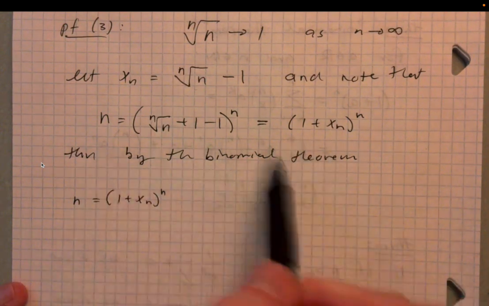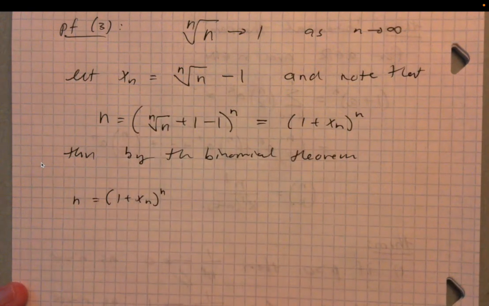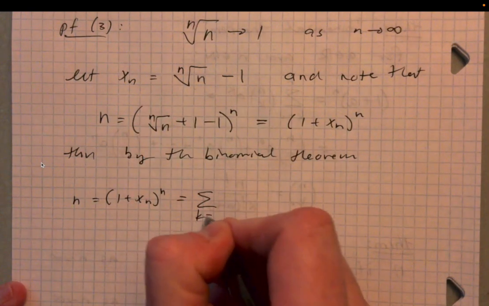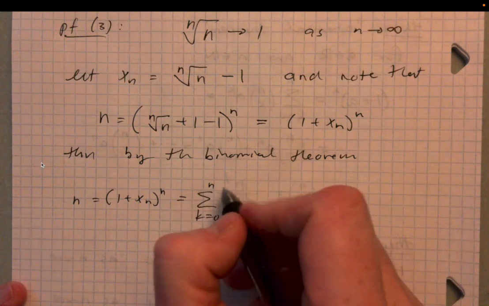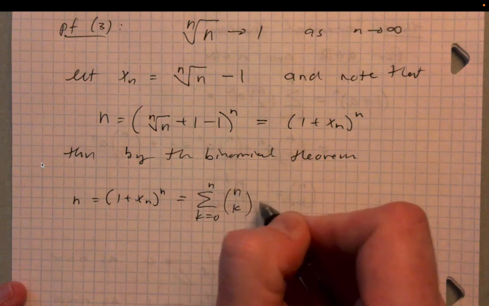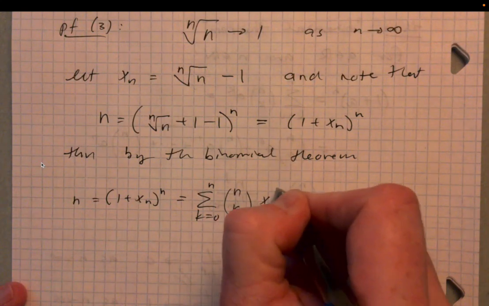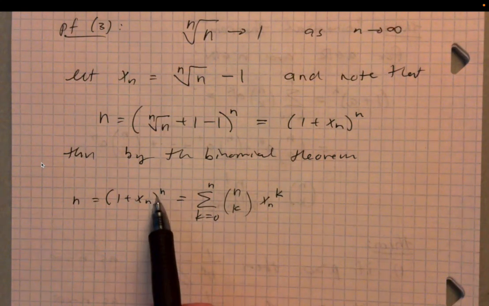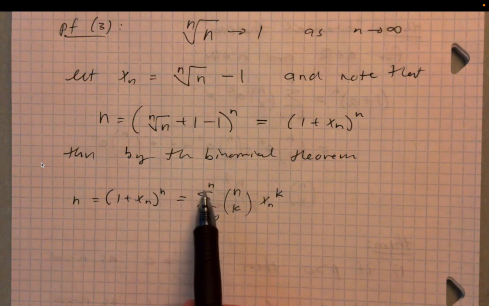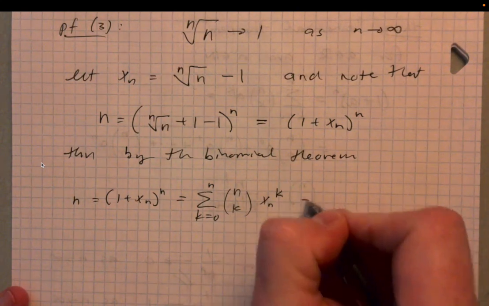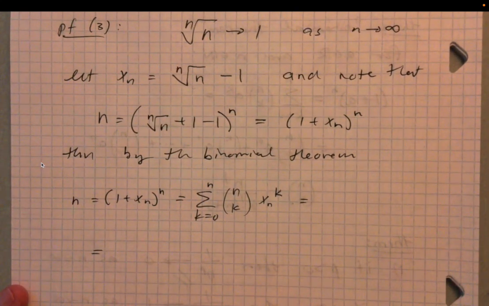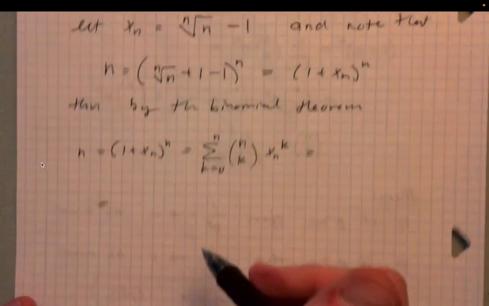That's just our choice of x sub n. That's not the binomial theorem yet, but here's the binomial theorem. This is equal to the sum from k equals 0 to n of n choose k times x sub n to the k, right? So that's the expansion here that is dependent upon n. Okay, and I'm just going to write out some of these terms because it'll help make it clear what we're doing here.